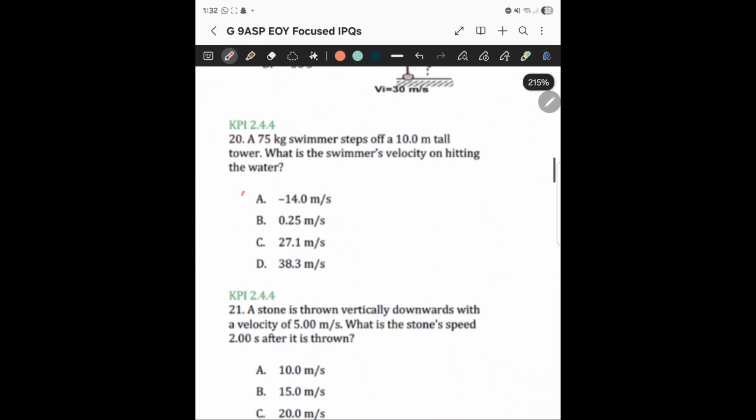Okay, a 75 kg swimmer steps off a 10 meter tower. What is the velocity on hitting the water? Okay, well, let's do it. Vf, Vi, a, t, x. I have x already, that says 10, the height. And what else do we have? Steps off, which means he started from rest. He wasn't moving at the beginning, so he starts from 0.